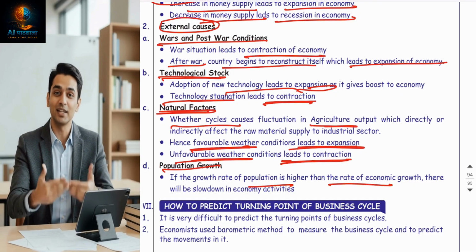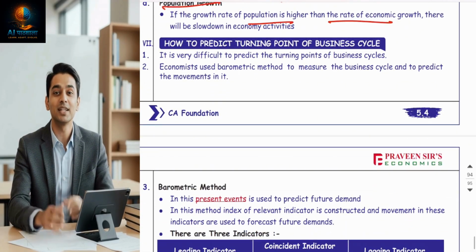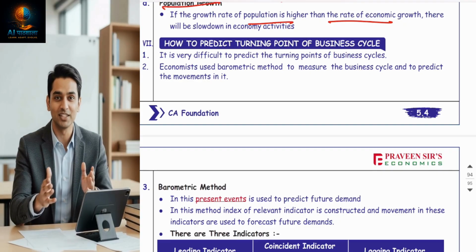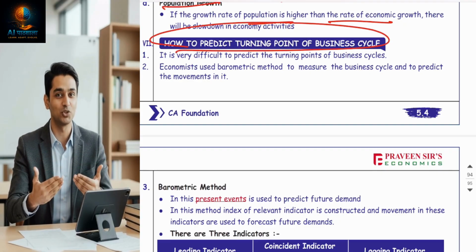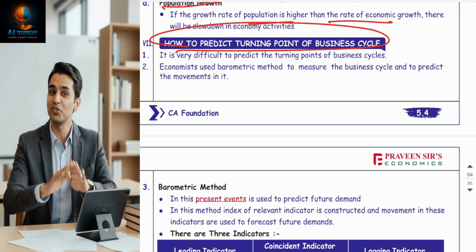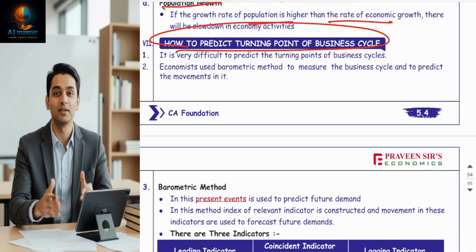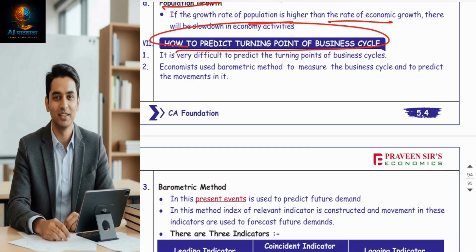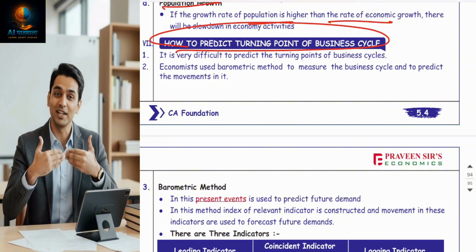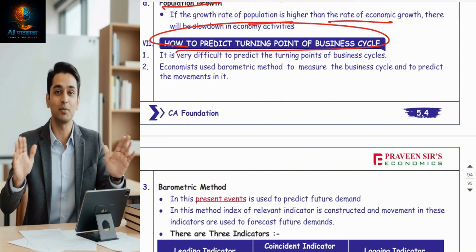We understood. Now the last part, how to predict the turning point of business cycle. Guys, how to predict the turning point, when the peak is going to come, when the trough period is going to come, when recession is going to come. Now the biggest question is, can government predict it?